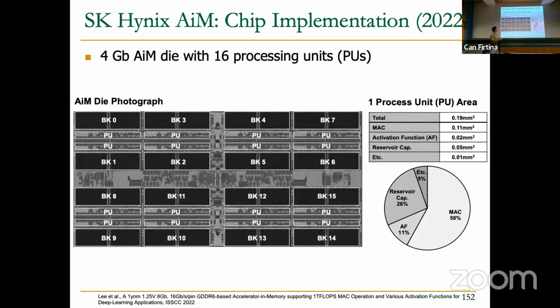Another more recent proposal, this one is from another major DRAM vendor, SK Hynix. This one is called Accelerator in Memory. As you can see, it's conceptually similar to the proposal from Samsung, FIM DRAM. But in this case, instead of having one processing unit per every 2 banks, here we have one per bank, as you see, these PUs.